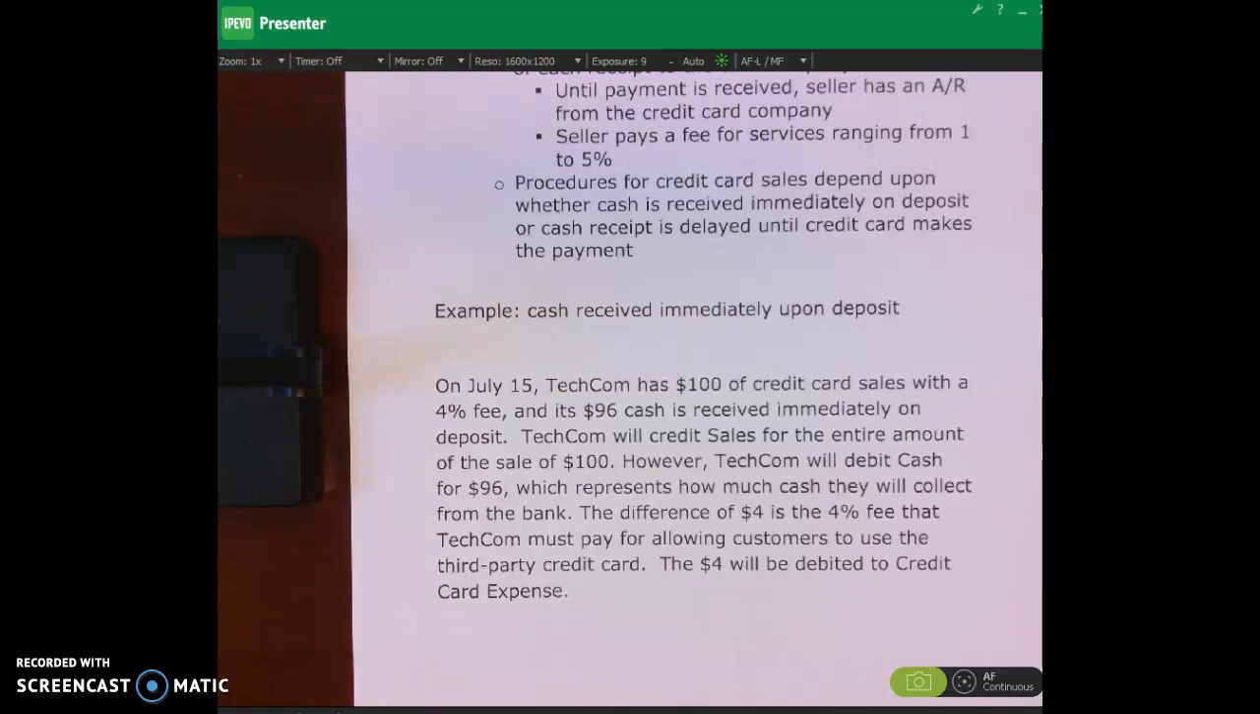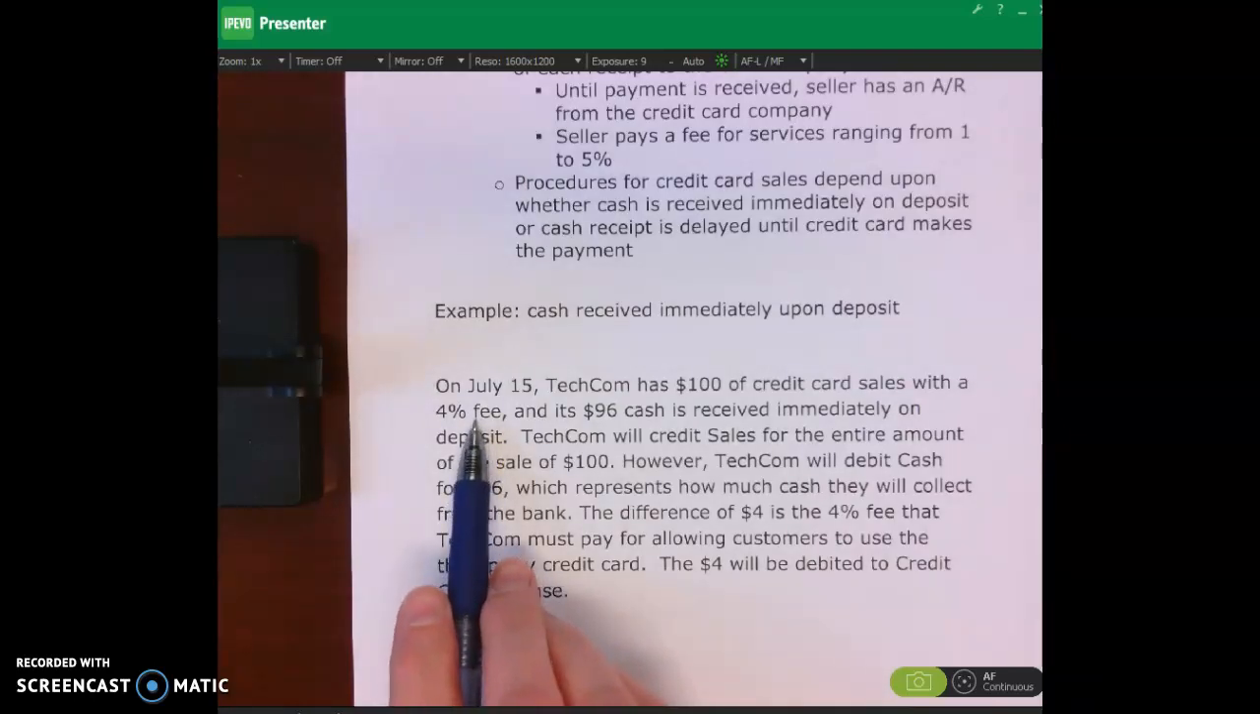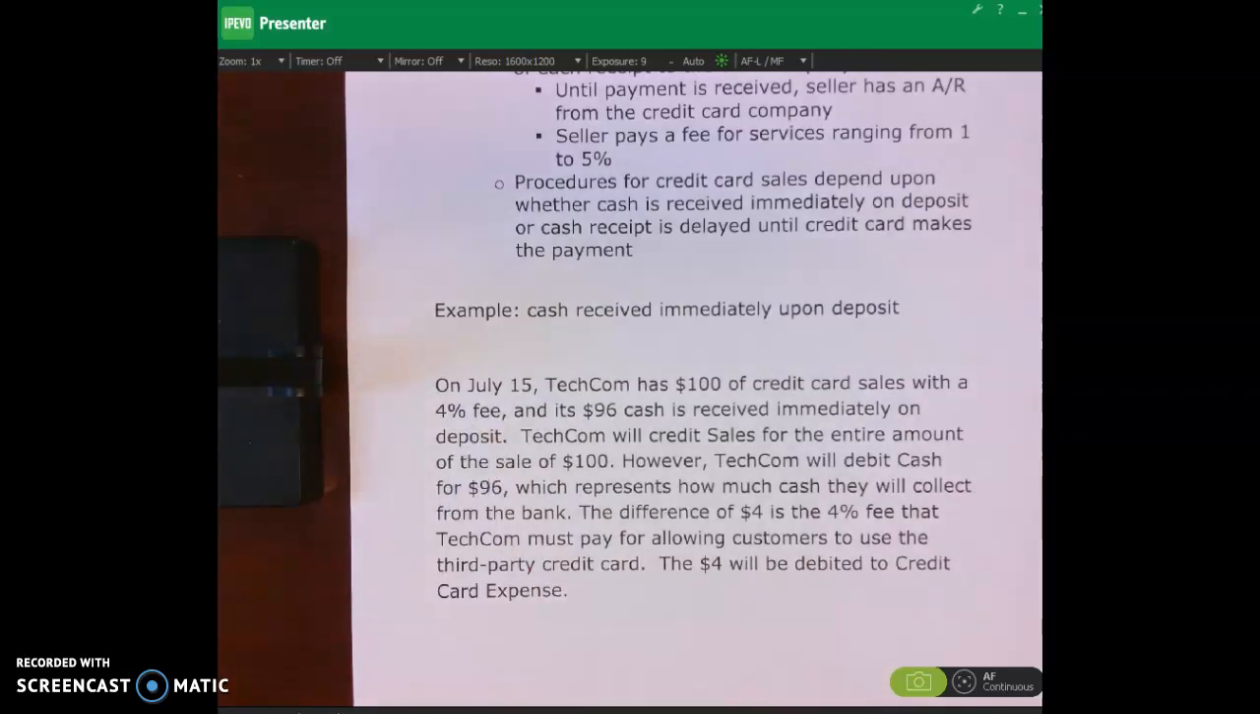So we say here on July 15th, TechCom has $100 of credit card sales. And as I was saying earlier, when a restaurant or any other company lets you use a credit card, they get charged a fee for that. In this example, it's a 4% fee. So how much cash do they get? They get $96 in cash. Okay, so let's look at the journal entry.